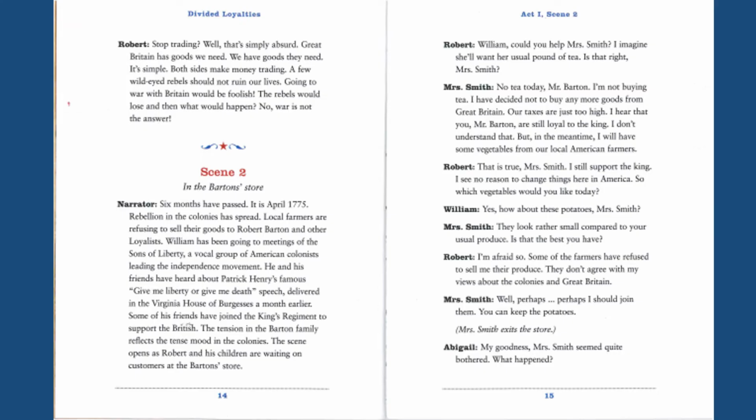Scene 2. In the Barton store. Six months have passed. It is April 1775. Rebellion in the colonies has spread.